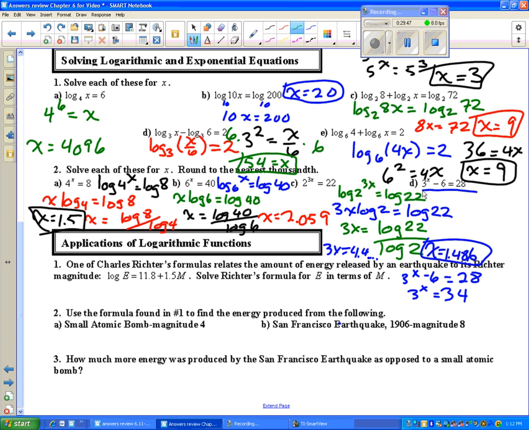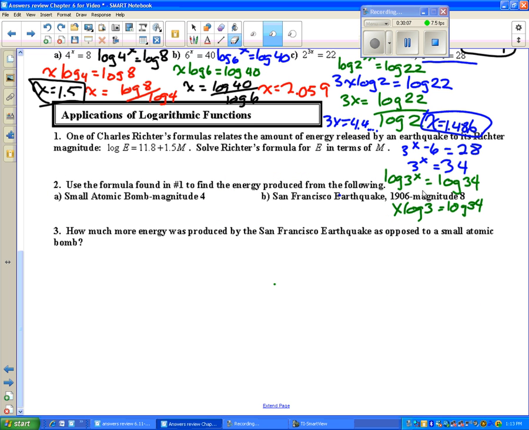I'm going to do log of both sides. So log of 3 to the x is equal to log of 34. Bring the x to the front. So I'm going to get x log of 3 is equal to log of 34. Divide by that log of 3. So you get x equals log of 34 divided by log of 3.